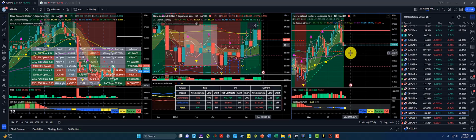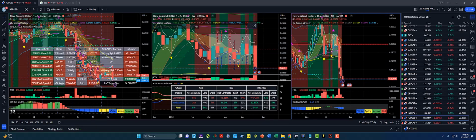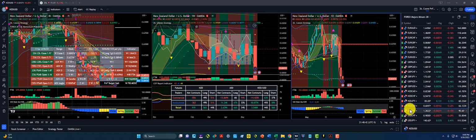Followed the Heikin-Ashi, nice overall trade to the downside. New Zealand US dollar, amazing drop to the downside. Hit the Z3 excursion, wonderful trade overall, $2,005 to the downside.